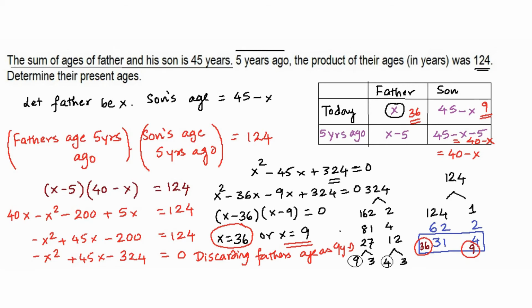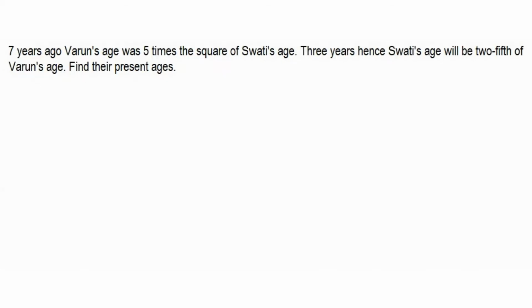Moving on to the next question. So let's take a look at the following question. 7 years ago, Varun's age was 5 times the square of Swati's age. So there are two people in this story, Varun and Swati. 3 years hence, Swati's age will be 2/5 of Varun's age. Find their present ages.